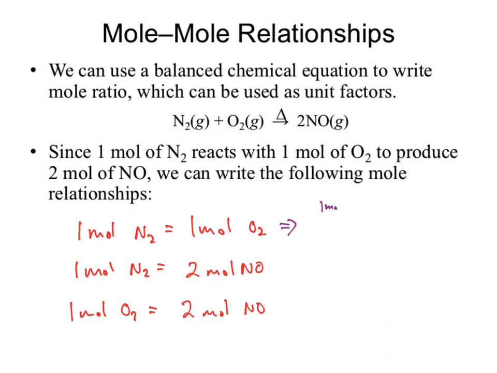I get 1 mole of N2 over 1 mole of O2. I also get 1 mole of O2 over 1 mole of N2. Every single one of those equalities generates 2 conversion factors. A single equation, and this is a simple equation, gets me 6 conversion factors.